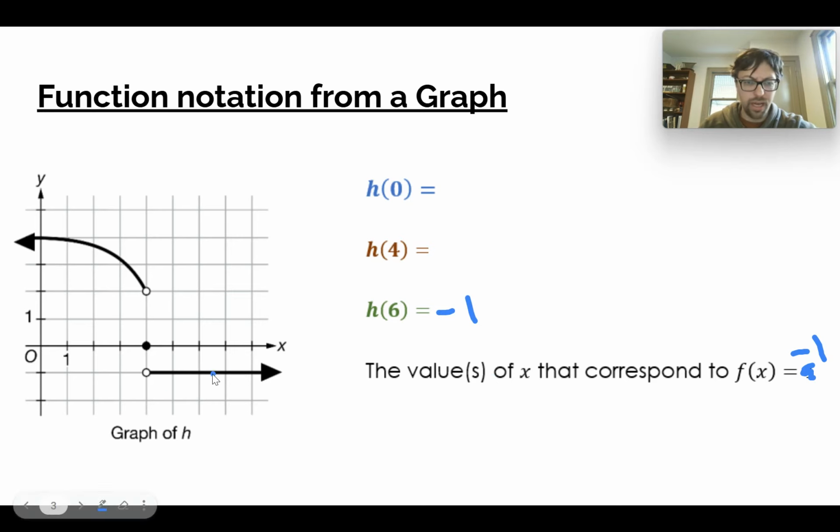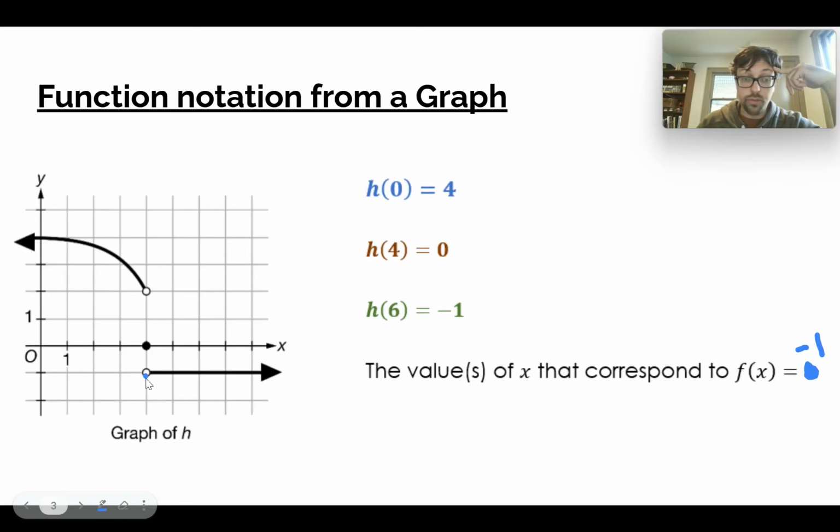That would work. But 7 would work too, and 8 would work, and 5 would work, and a half, and all of these values. There's a lot of them, and I don't want to list them all out. So instead, let's use interval notation.